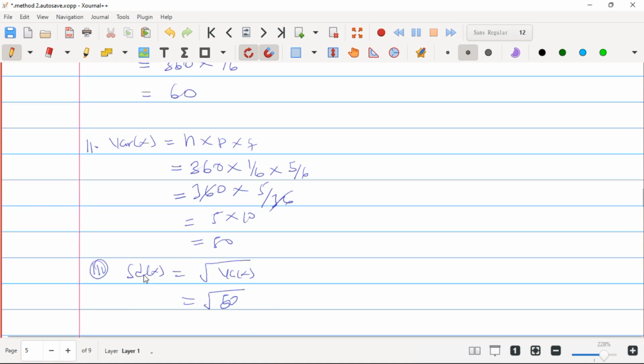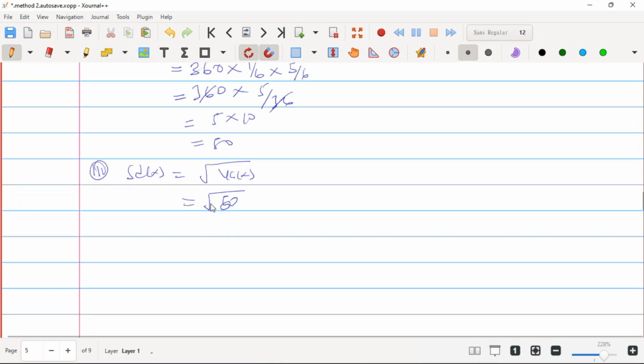And then once we want the SD, it is just the square root of the variance. So we take the square root of 50. Once you put it on the calculator, it will reduce it to its simplest form for you. So this is the end of our binomial distribution class.